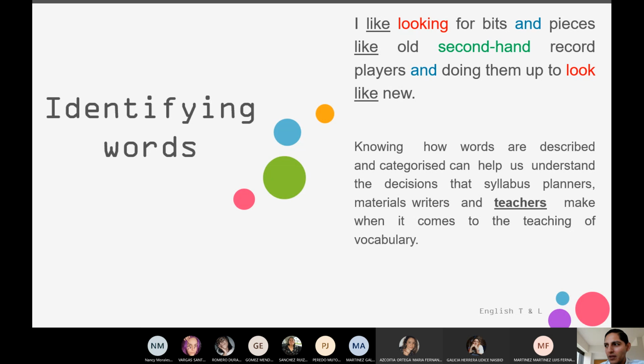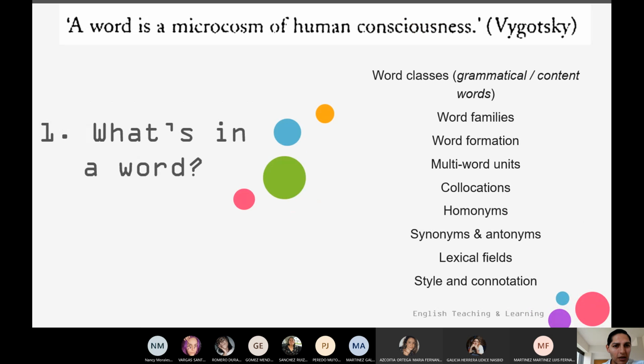So, to take a look at vocabulary, we need to think of whatever is in a word. And whatever is in a word could be understood as form, that is, word classes, parts of speech. Parts of speech are nouns, verbs, adjectives, adverbs, prepositions, interjections, conjunctions, articles, definite articles, indefinite articles, onomatopoeias. They have got meaning.